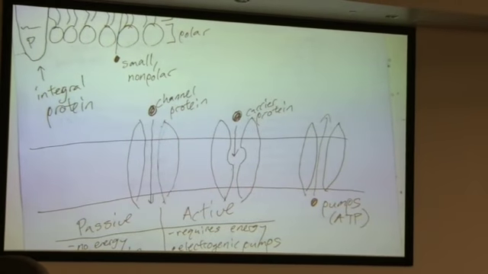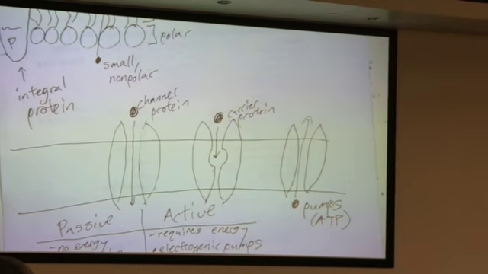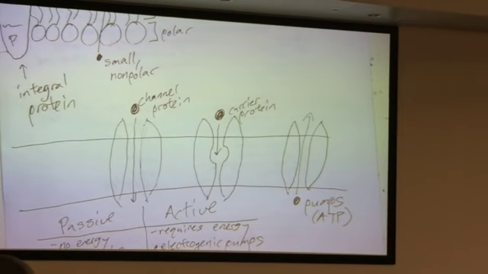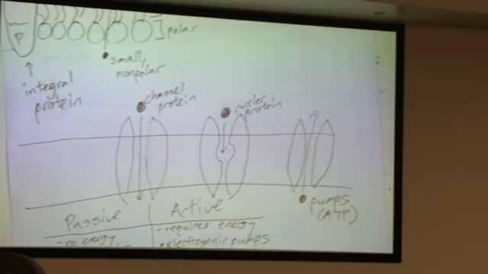Yeah. So that's a really good point. The active transport stuff is very similar to either channel or carrier proteins, except for using the ATP. So that's kind of the major difference.